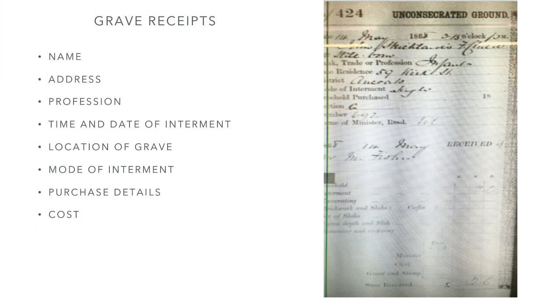grave was. Another thing, because I'm really nosy, I want to know how much my ancestors paid for that grave. And if you look there, I think it says 2 and 6, but for a public grave, it was normally 7 and 6, and then it can go up and up and up. So we're going to have a look at different types of graves.